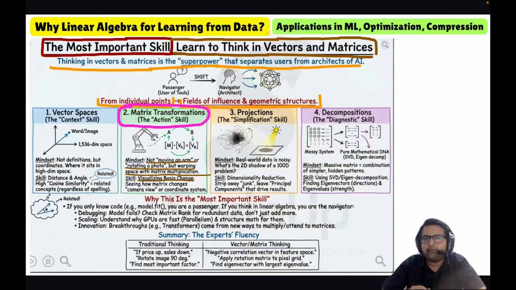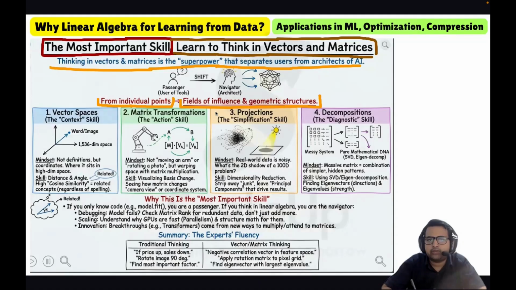So, if we think in terms of matrix transformation, we are actually visualizing the basis change. Mathematically, we are able to determine how much we changed or how exactly the robotic arm moved relative to any object. So we have to think in terms of matrix transformations. Any action, we have to think in terms of matrix transformations.